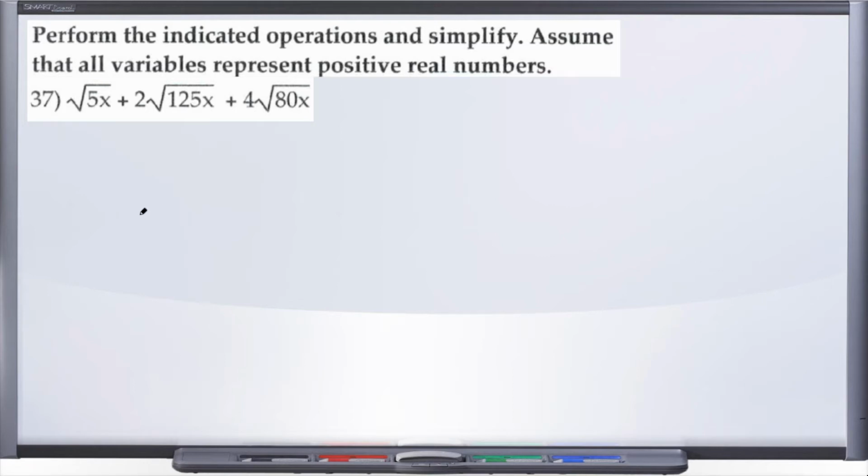All right, 37 here. Perform the indicated operations and simplify. Assume that all variables represent positive real numbers. So we've been given the square root of 5x plus 2 times the square root of 125x plus 4 times the square root of 80x.